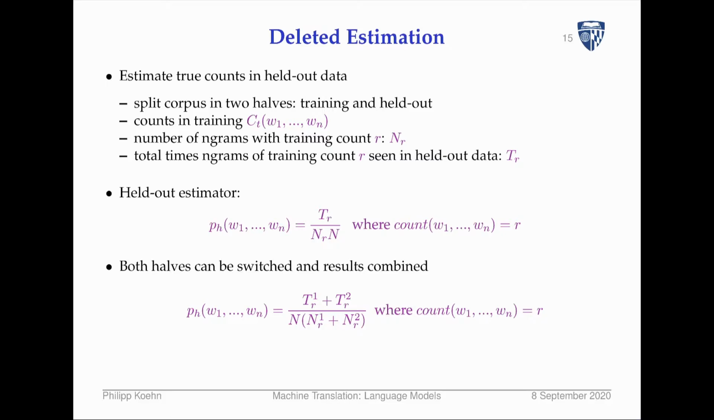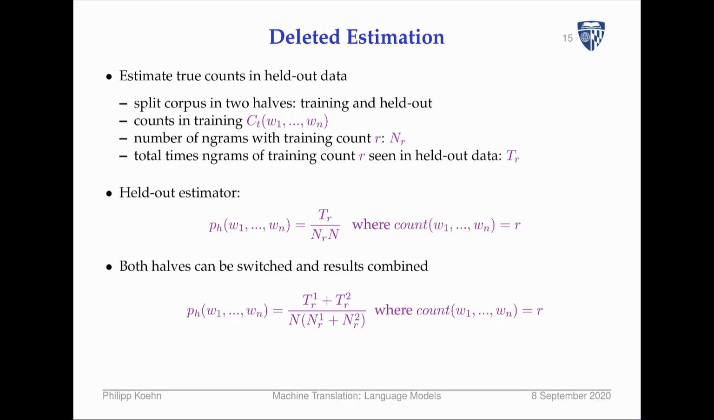But why don't we just do what we just did? Why do we have to come up with a formula to discount or upcount actual counts? Why don't we get the true counts from held out data as we just did for testing purposes? So this is kind of the setup for that.